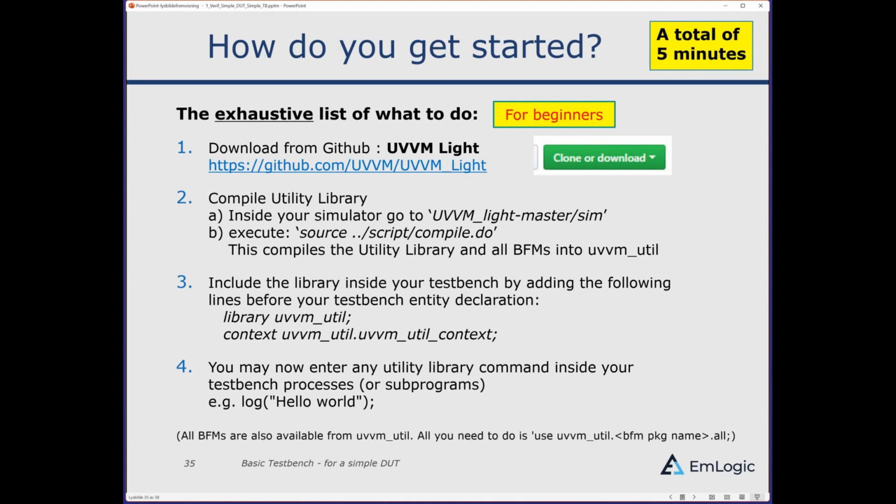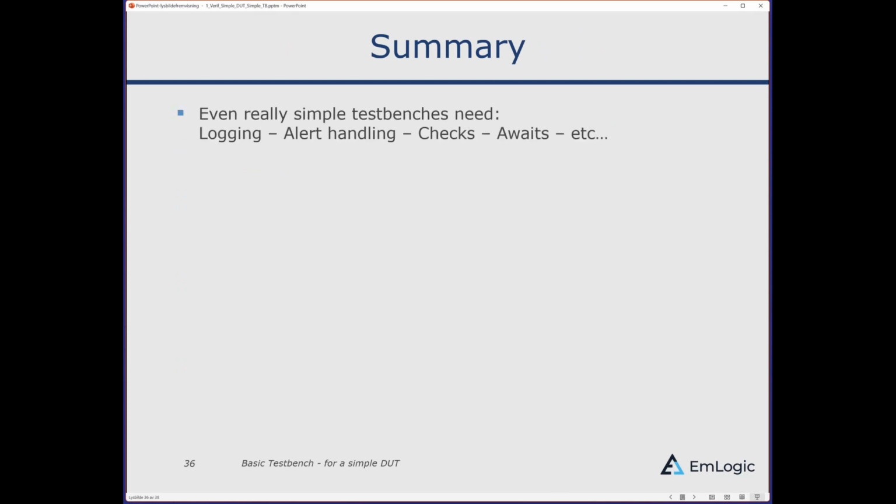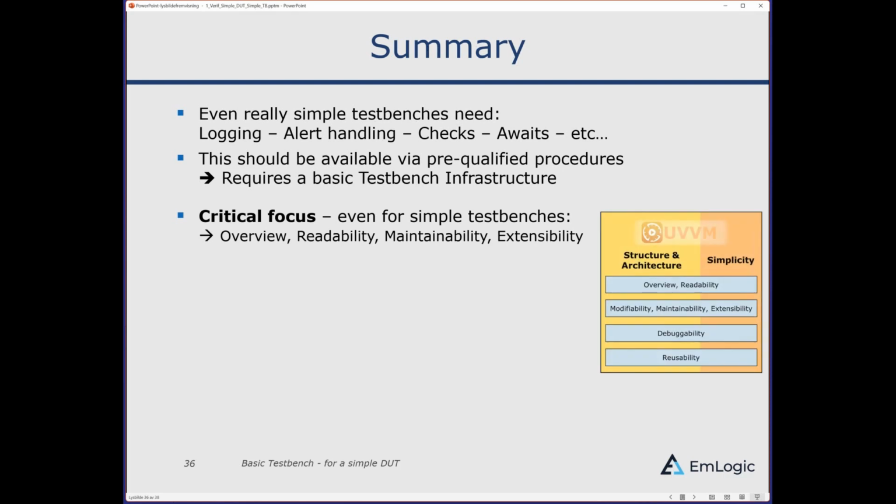You compile the utility library, and you can do that by just going into this path and executing this compile command, which compiles the utility library and all the BFMs into one single library. Then you include the library inside your test bench by just adding the library clause and the context statement here. That's it. And then inside your test bench, you are free to use all things available in your utility library and all these BFMs. So you can, for instance, try out this log hello world or whatever.